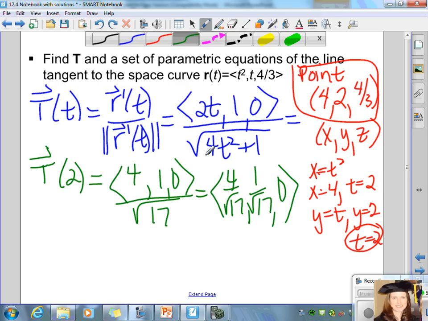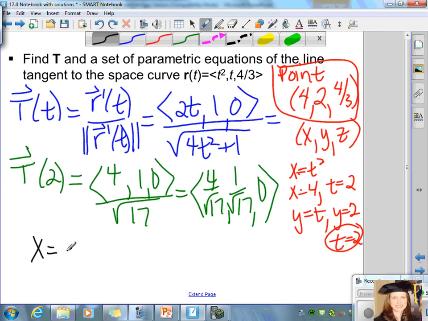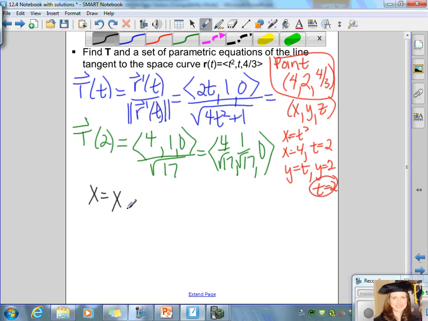Now to find a set of parametric equations for the line tangent to the space curve, we're going to use parametric equations in the form of x is equal to some starting point x sub 0 plus a s. We've already used t in the vector valued function, so we're going to use another variable, we can call it s. Y is equal to y sub 0 plus bs, and z is equal to z sub 0 plus cs.